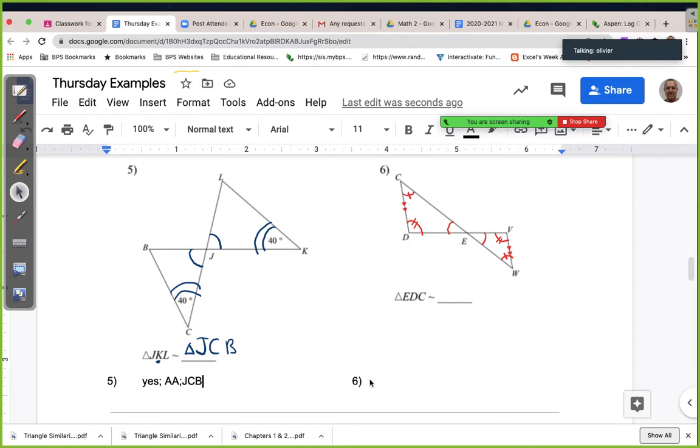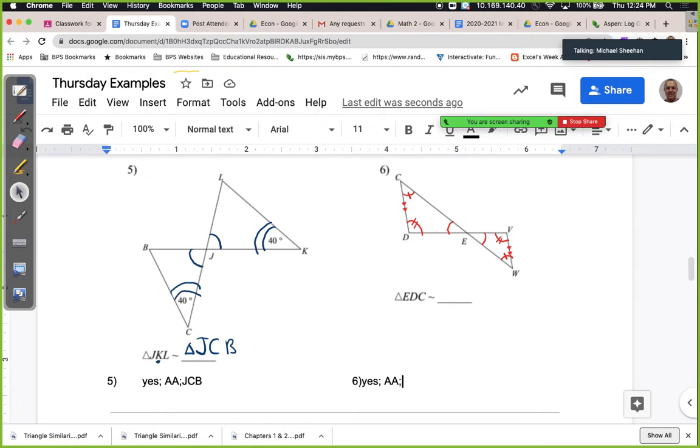So it's yes. So it's another angle, angle. I can write AAA, but AA is enough. So the answer is yes. Two angles are congruent in each triangle, so that means all three are. And who thinks they can give me the correct order? ETC is similar to what? EVW. Okay, well, let's see who's right.